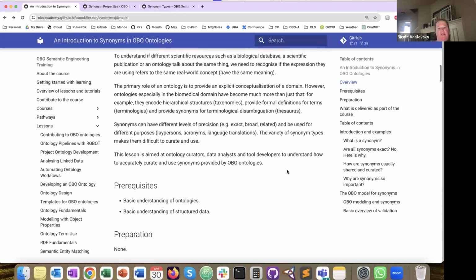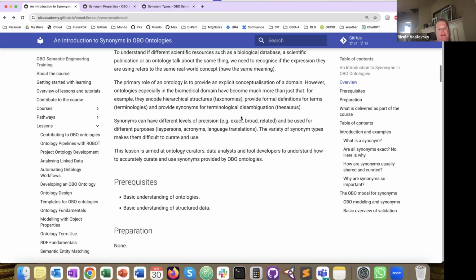in our ontologies. So the role of our ontologies is to provide an explicit conceptualization of a domain. But a lot of our biomedical ontologies have become more than just that. In addition to representing concepts in a specific domain, the reality of the domain, we also provide these hierarchical structures that allow for subsumption reasoning. We also provide formal definitions of the terms, either in text format or in computational format.